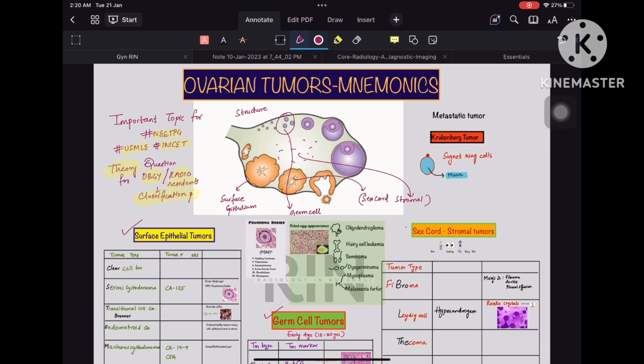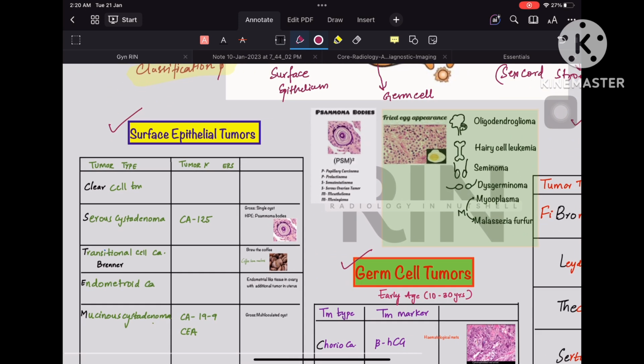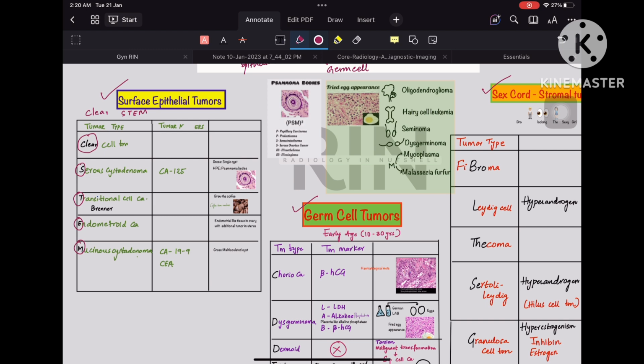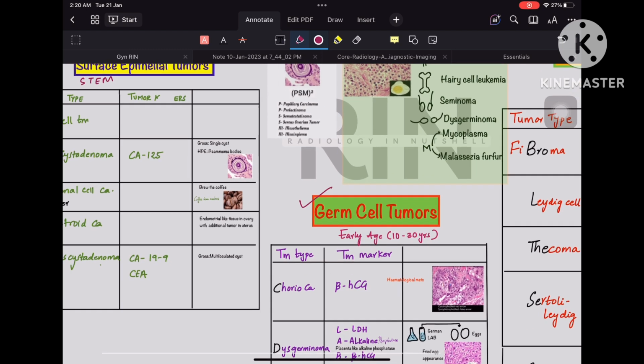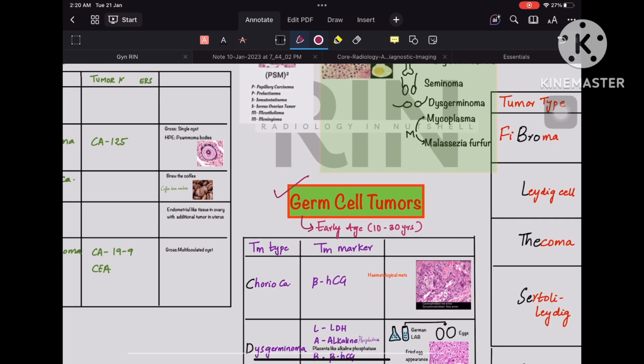The mnemonic to remember surface epithelial tumors is CLEAR STEM. C is for clear cell tumor, S is for serous cystadenoma, T is for transitional cell tumor, E is for endometrioid cancer, and M is for mucinous cystadenoma. So this clears the category of surface epithelium, that is CLEAR STEM.